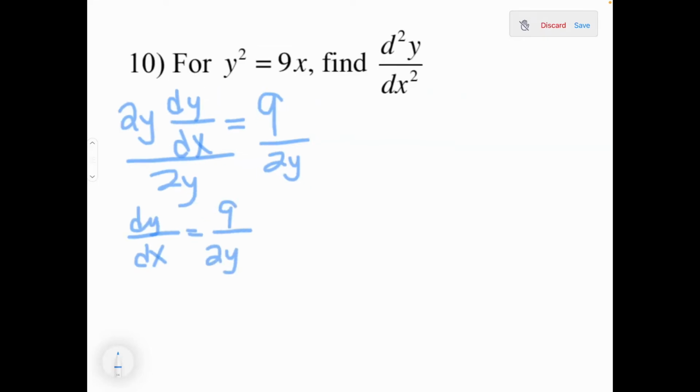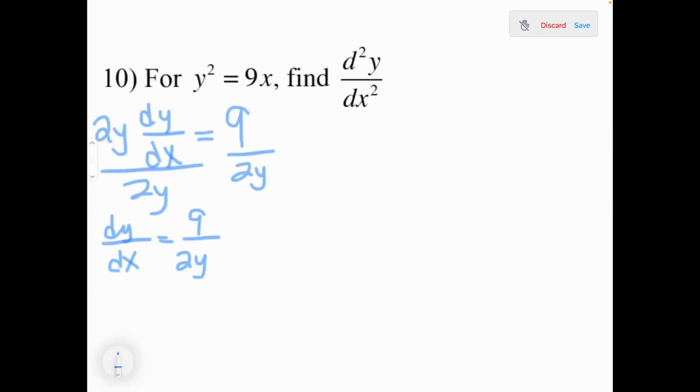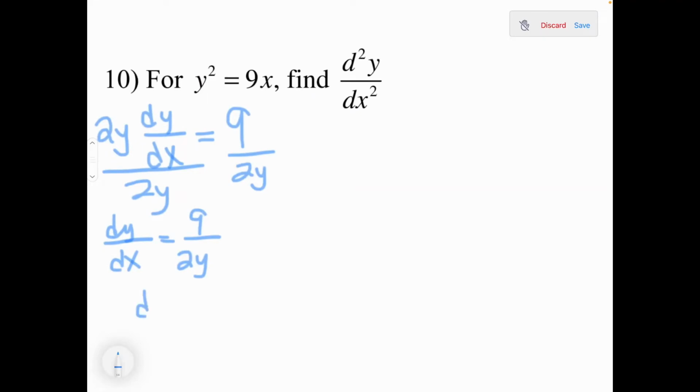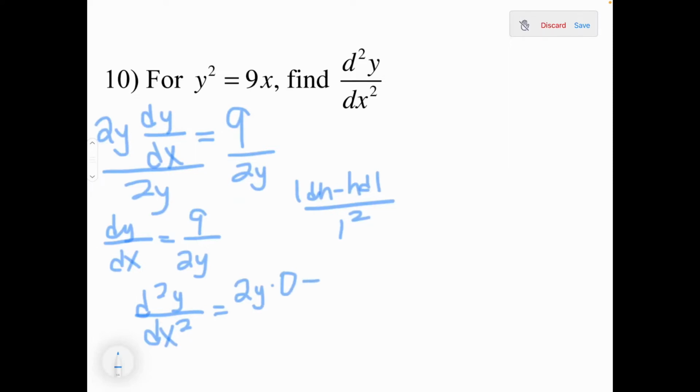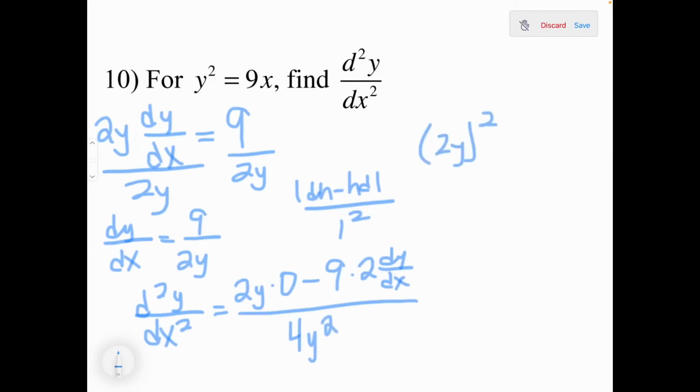We're going to find the second derivative here. We can use quotient rule, it looks like. Would be a good idea. So d squared y dx squared. We're looking at low d high minus high d low all over low squared. All right, the low would be 2y times derivative of 9 would be 0 minus 9 times derivative of 2y would be 2 dy dx all over 2y squared, which would be 4y squared. If we took quantity of 2y, squared it, that would be 4y squared.